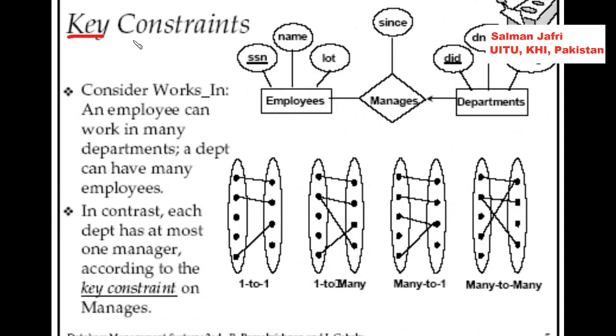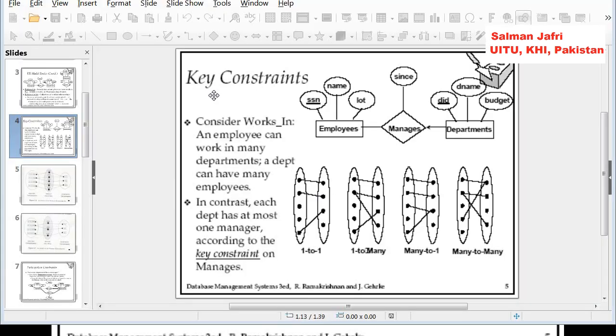Then we can look at key constraints, and key constraints are very important constraints that we can consider in the works in relationship. Now looking further at the key constraints, we can see in the diagram that this is a 1-to-1 constraint. This is a 1-to-many constraint. This is a many-to-one constraint. This is a many-to-many constraint. Let's look at it in detail.